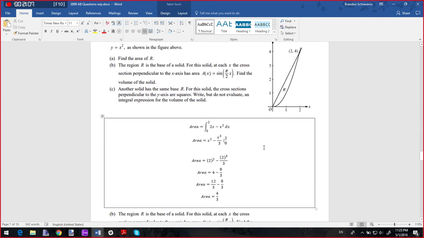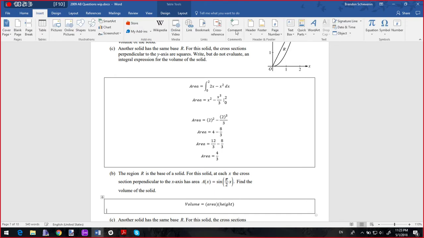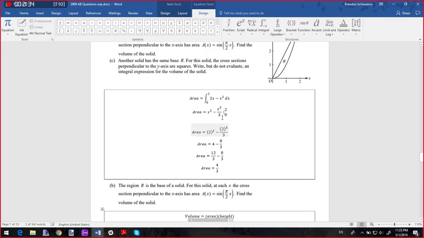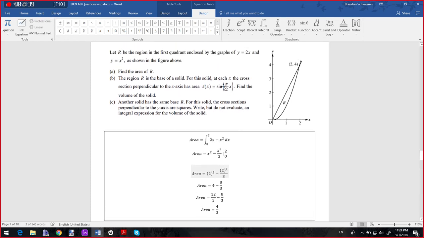So for the second one, I'm told that the region R is the base of a solid, and then for each solid, the cross-section perpendicular to the x-axis has this crazy area. Find the volume of the solid. So in general, volume is equal to a 2D area times height. So I could say that if I had cross-sections perpendicular to the x-axis, that would look something like this.